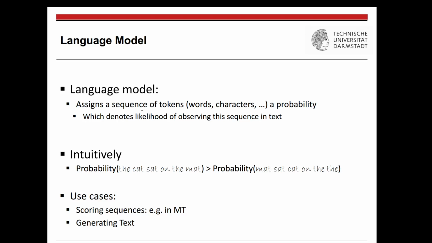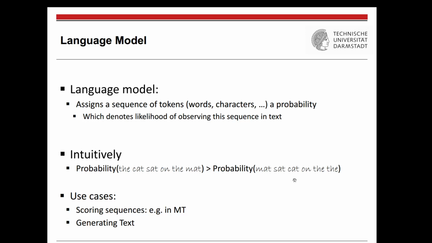So what is a language model? A language model is a model that assigns a probability to a sequence of tokens, which could be a sequence of words or characters. This probability denotes the likelihood of observing this sequence in the text. Intuitively, we want the probability of a sequence like "the cat sat on the mat" to be higher than the probability of some random permutation of these words. What are use cases of language models?